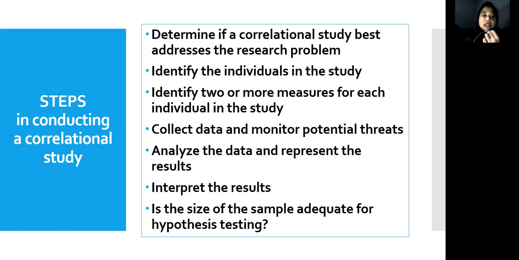Okay, there are some steps in conducting a correlational study. The first one is to determine if a correlational study best addresses the research problem. Second, identify the individuals in the study. Third, identify two or more measures for each individual in the study. Fourth, collect data and monitor potential threats. Fifth, analyze the data and represent the results. Sixth, interpret the results. And the last one is evaluating whether the size of the sample is adequate for hypothesis testing.